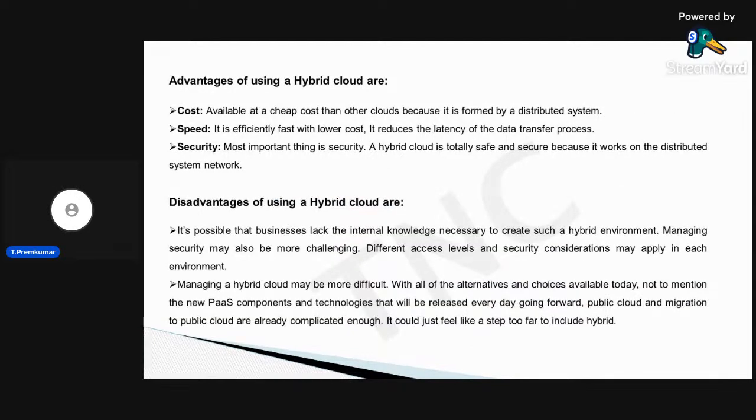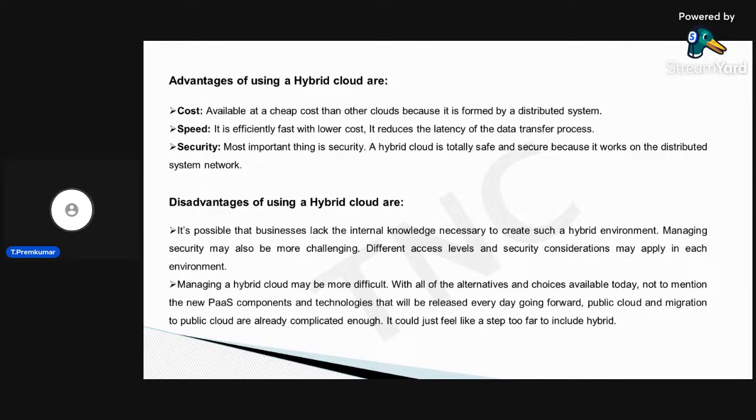The points to consider for hybrid clouds are cost, speed, and security. Coming to the cost, it is available at a cheaper cost than other clouds because it is formed by a distributed system. It is efficiently fast with lower cost. It reduces the latency of the data transfer process.